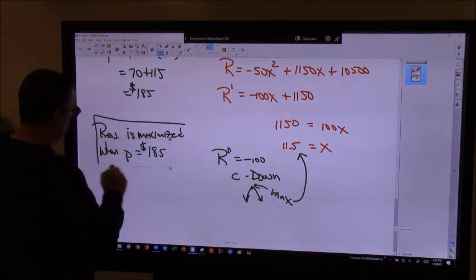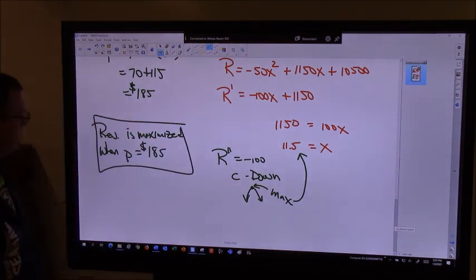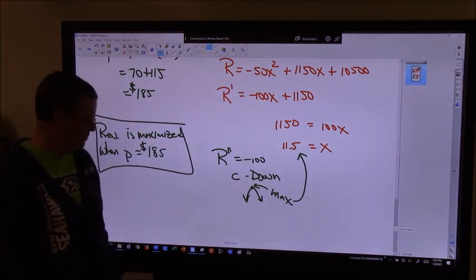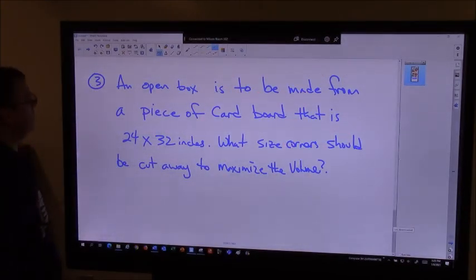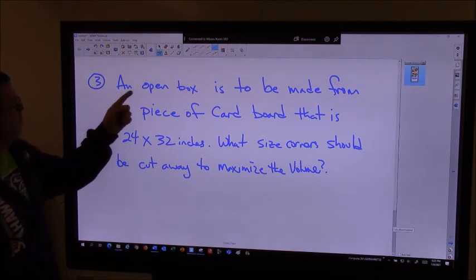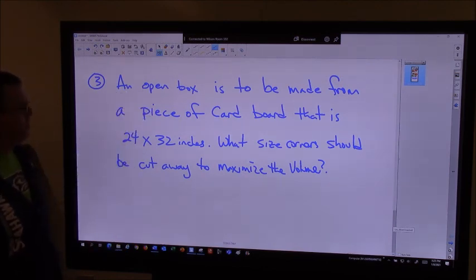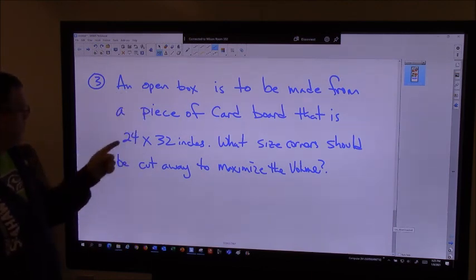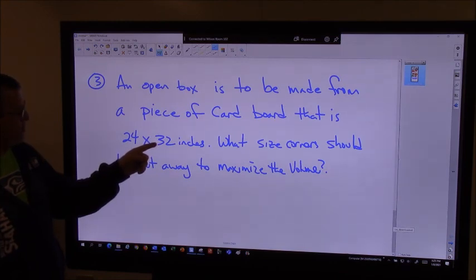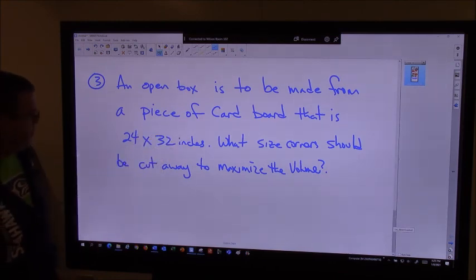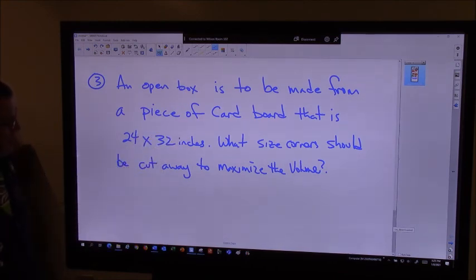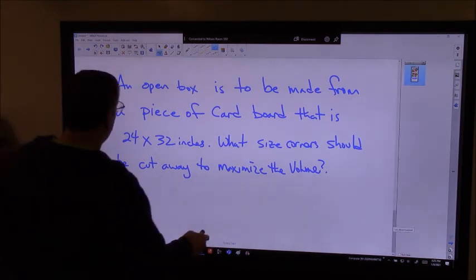All right, let's try something different. All right, so here's another one. Again, from last year in pre-calc. An open box is to be made from a piece of cardboard that is 24 by 32 inches. What size corners should be cut away to maximize the volume?